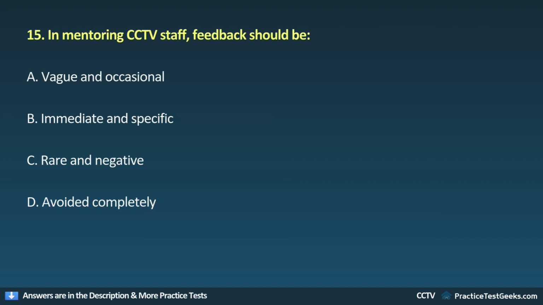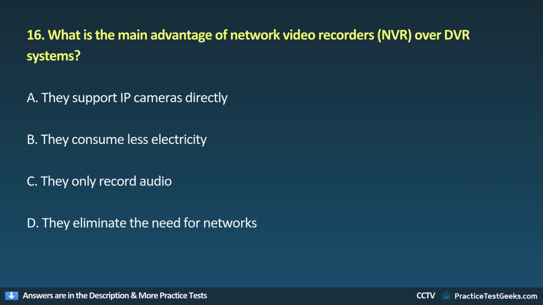15. In mentoring CCTV staff, feedback should be A. Vague and occasional. B. Immediate and specific. C. Rare and negative. D. Avoided completely. 16. What is the main advantage of network video recorders (NVR) over DVR systems?